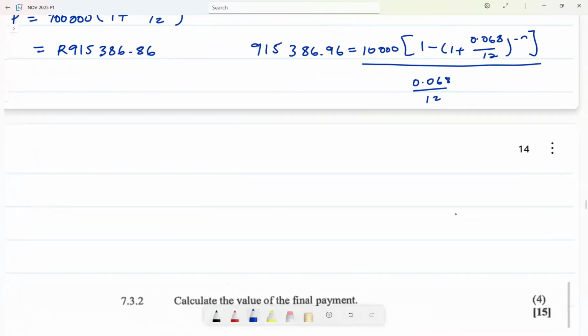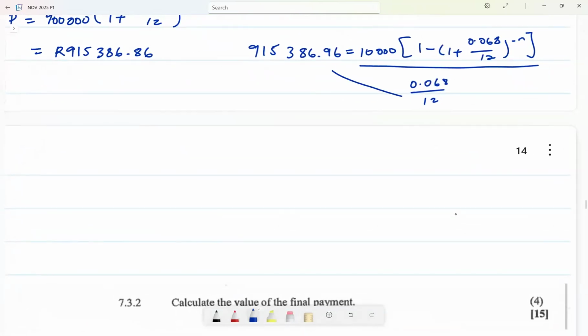So let's run that mathematics. I'm going to multiply this by that, and then I'm going to say answer multiplied by 0.068 divided by 12. And then whatever value I get, I'm going to divide by 10,000. When I divide by 10,000, I get something like 0.5187192, and so on.